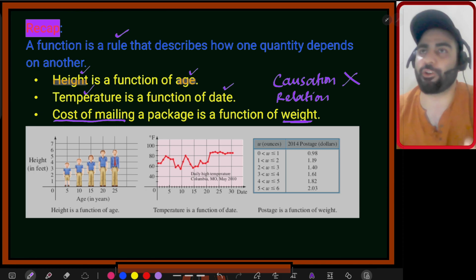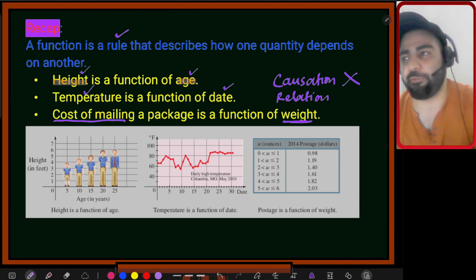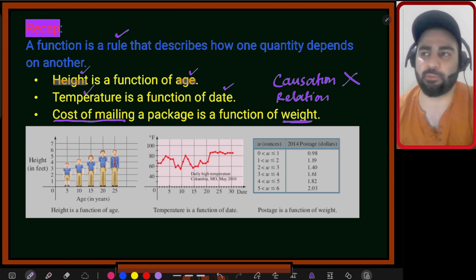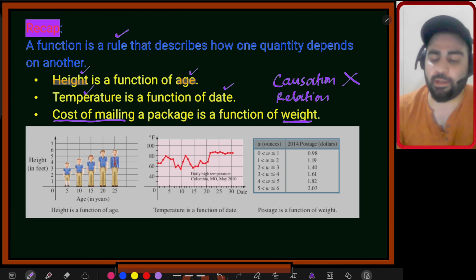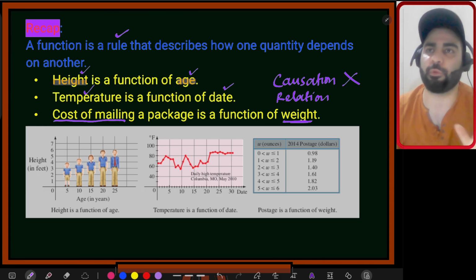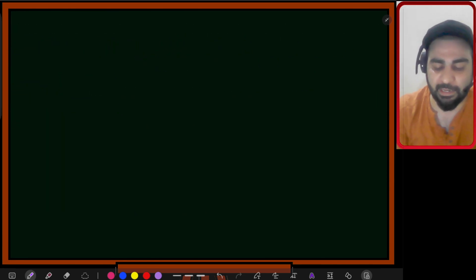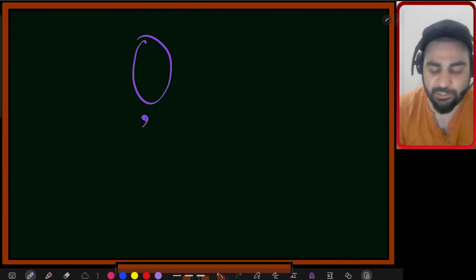Then in the previous lecture, we put some more constraints on the function. We said it's not just any rule. We'll put constraints: one input should have a unique output. I made a diagram like this. I said, suppose this is the function input.